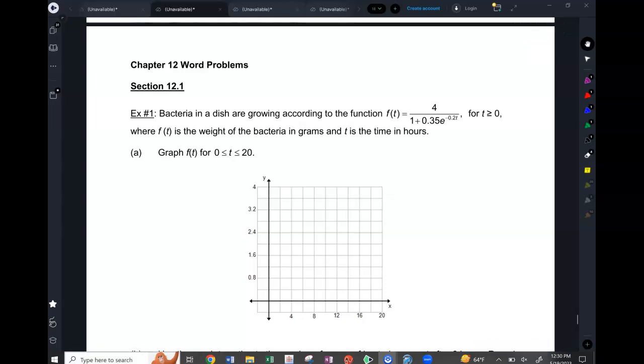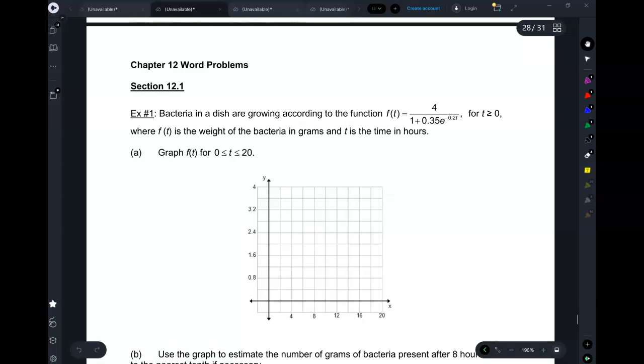These are sorted by section, right? So you know what to apply in what situation, what topics to apply where. So let's take a look at this one.